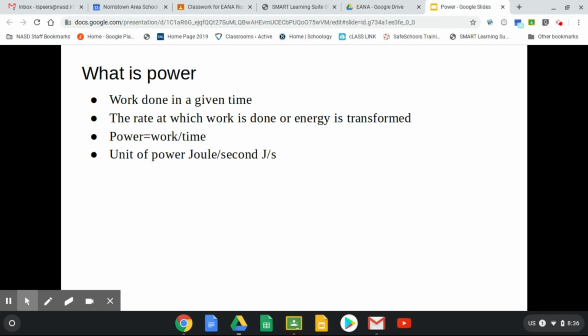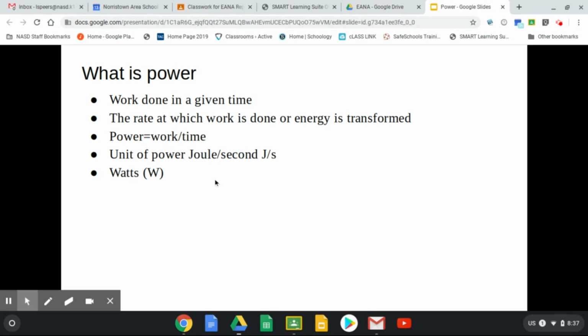If you want to talk about the unit of power, since work is measured in joules and time is measured in seconds, that is a joule per second. So 1 joule of work done in 1 second is the basic unit of power. That is defined as the watt, signified with a capital W.